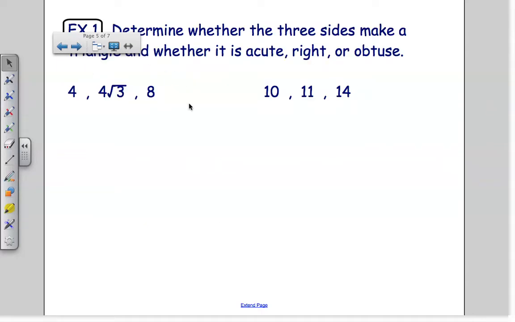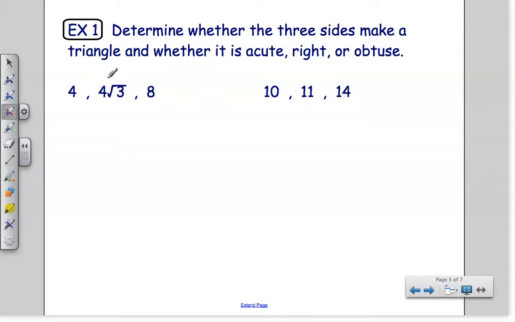So let's give it a go here. Determine whether these three sides make a triangle at all. And then, if it does, determine whether it's acute, right, or obtuse. And there's going to be some with square roots in it. Don't let that scare you, but kind of the first thing you should do is just figure out approximately what that is as a decimal. Don't use the decimal when you do the problem, but just to get an idea, because I want to know what it is to see if it even makes a triangle.